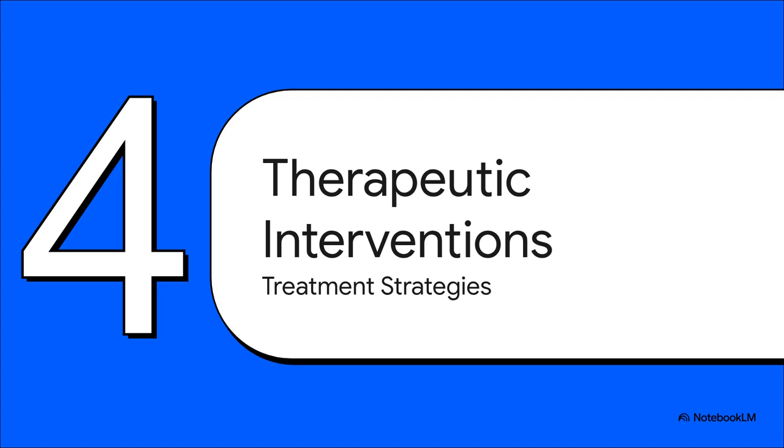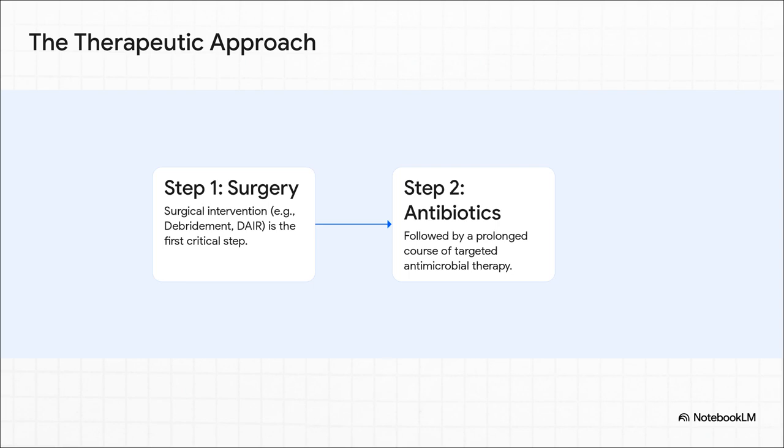Okay, diagnosis is in. We know our enemy. So, how do we fight back? The therapeutic approach has got to be a 1-2 punch. Aggressive and highly targeted. Treating this, especially with a prosthesis involved, is really a two-pronged attack. You can't just do one or the other.